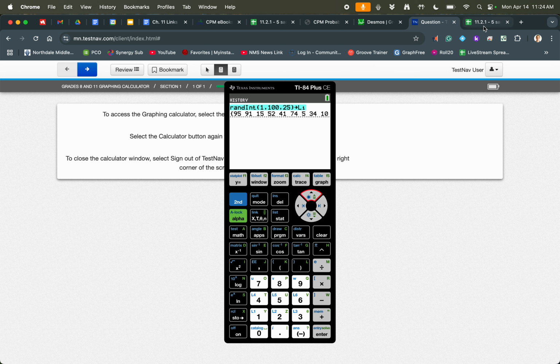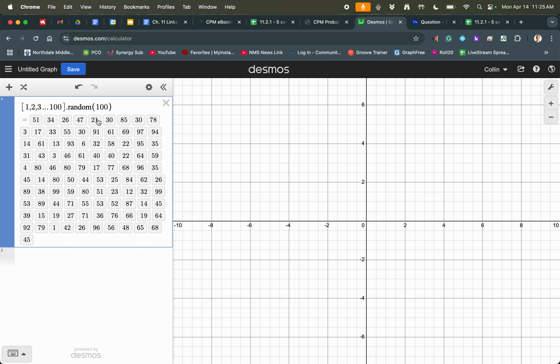I kind of like the Desmos thing. It's just quick and easy and fast, and I've got it. I can randomize it pretty quickly. So you just do this. You go through and count all these numbers. Like, okay, this one is a no. This one is a no. This one's a no. No. No. No. Yes. Yes. Yes. Yes. Yes. And so on and so forth.